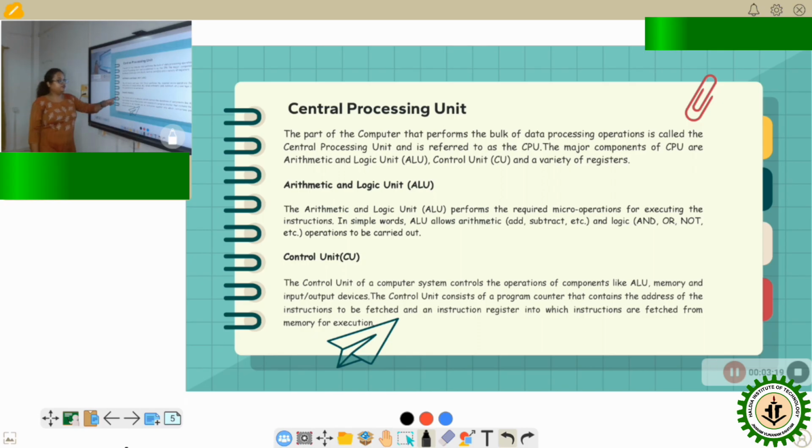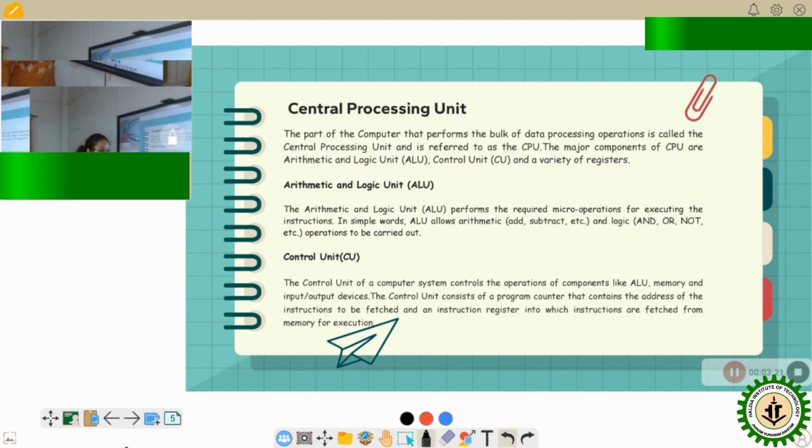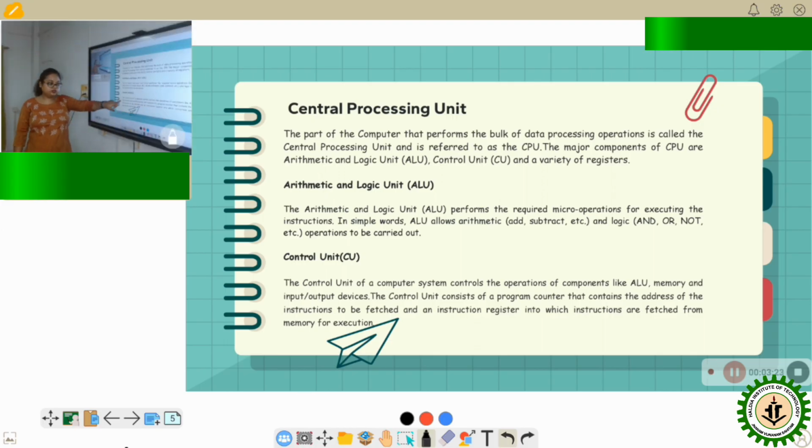The control unit of a computer controls the operations of components like ALU, memory and input-output device. The control unit consists of a program counter that contains the address of the instruction to be fetched and an instruction register into which instructions are fetched from memory for execution.